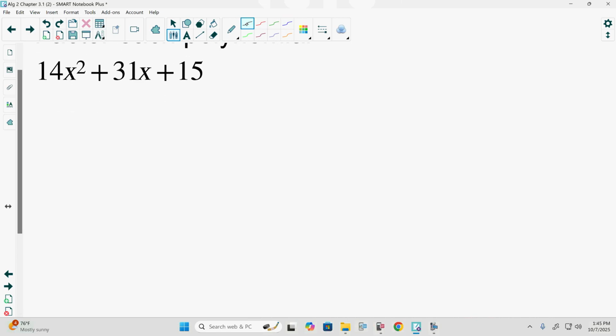(14x squared plus 31x plus 15). So again, we need to look for greatest common factor. First term's not negative, so that doesn't matter. But we need to see if there's a number or variable or number and variable that go into all three. But if there's not a number that will go into 14, 31, and 15, if there is no greatest common factor, we just move on to step number 2.